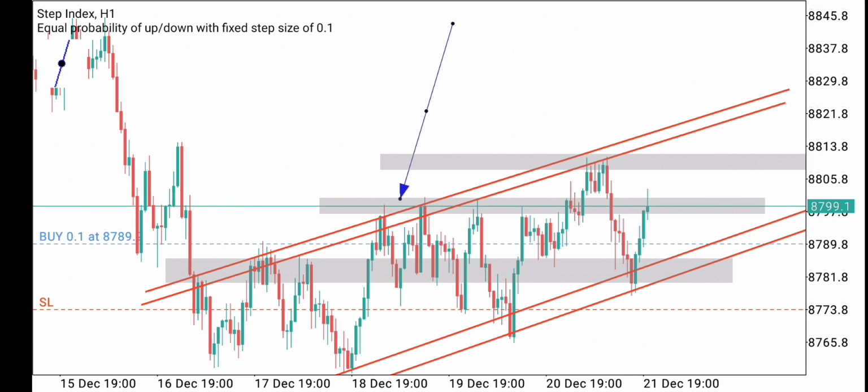So TP at this level, my first TP. Let's assume that I'm still going to hold this level, then this level is going to be my TP2. Here should be my TP1, and here should be my TP2. All right, so that is it.